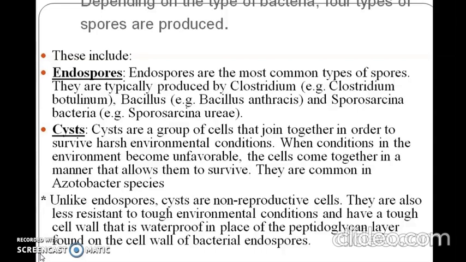Cysts are a group of cells that join together in order to survive harsh environmental conditions. When conditions in the environment become unfavorable, the cells come together in a manner that allows them to survive. They are common in Azotobacter species. Unlike endospores, cysts are non-reproductive cells. They are also less resistant to tough environmental conditions and have a tough cell wall that is waterproof, in place of the peptidoglycan layer found on the cell wall of bacterial endospores.